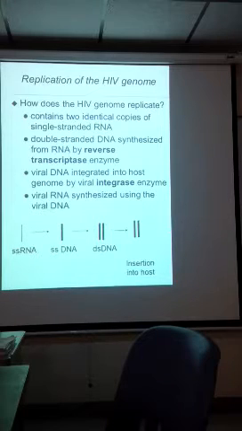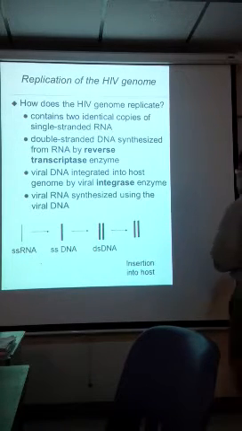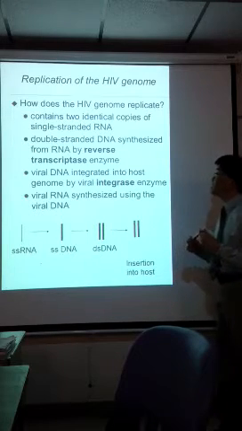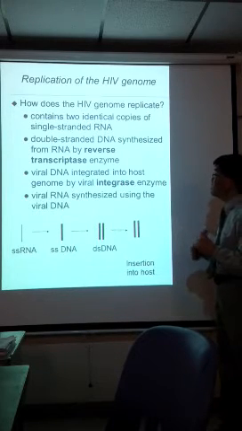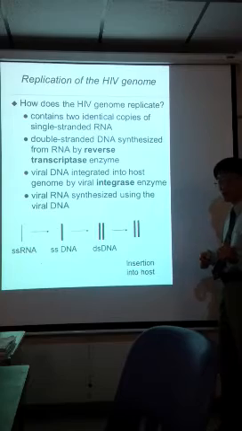So this gets into reverse transcription. Right. So the question is, how does the HIV genome replicate? Right. So we start with RNA. So how does replication occur since we're doing reverse transcription? So remember that HIV has two identical copies of single-stranded RNA. That's its genome. It uses an enzyme called reverse transcriptase. And what that enzyme does is that it makes double-stranded DNA from that single-stranded RNA.